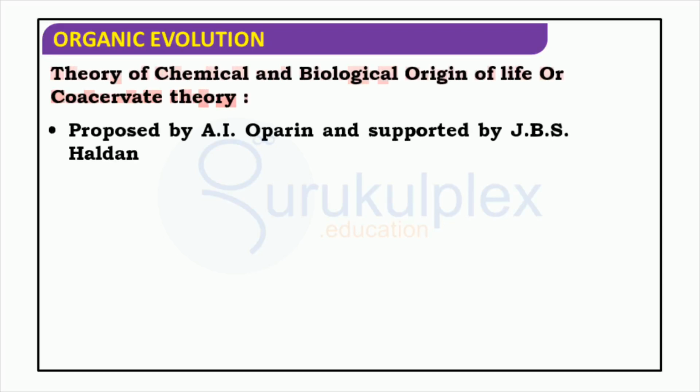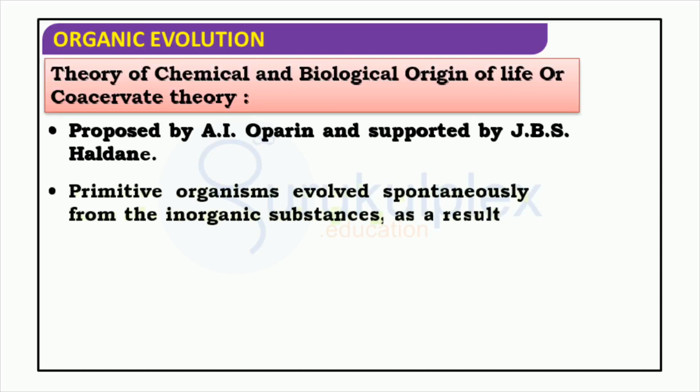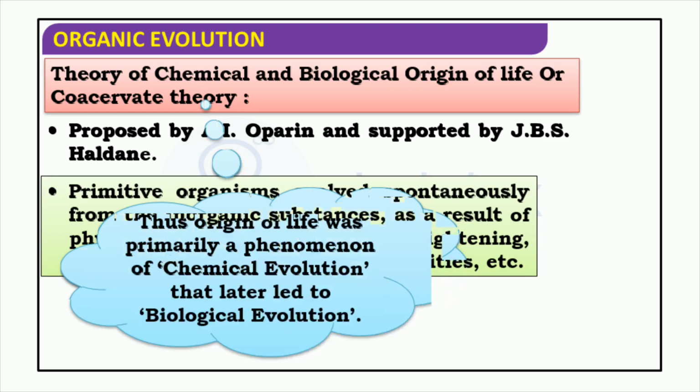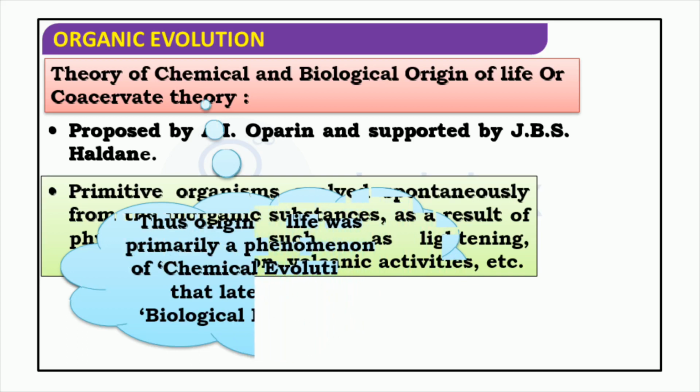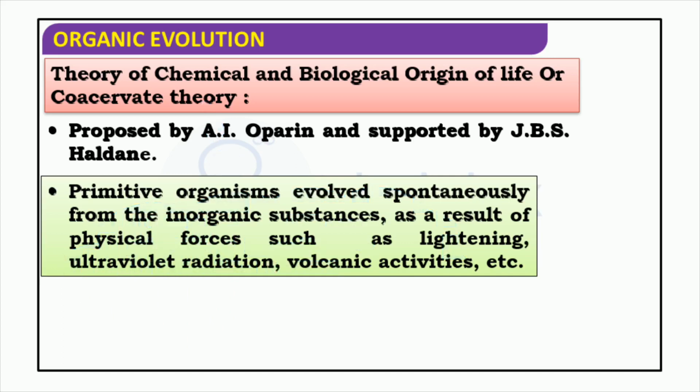A.I. Oparin proposed in 1924 the so-called coacervate theory, claiming that primitive organisms could have emerged spontaneously from inorganic components because of physical forces, like lightning, ultraviolet radiation or volcanic activity. This theory postulated that the origin of life was mainly due to chemical evolution, leading up to biological evolution. This idea was backed by J.B.S. Haldane in 1929.